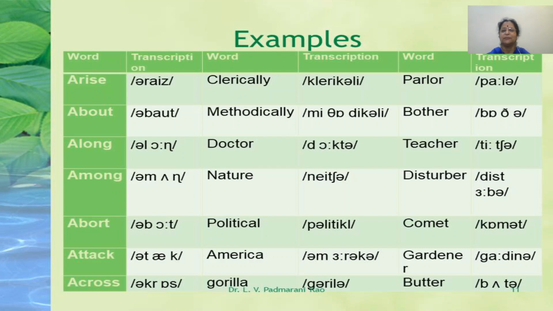A-M-E-R-I-C-A, America. See how many times this sound is used. America. This word is a very good example of understanding the vowel under discussion. G-O-R-I-L-L-A. Gorilla. Two times the same sound is present in the word. P-A-R-L-O-R. Parlor. The last sound. B-O-T-H-E-R. Bother. The last sound.